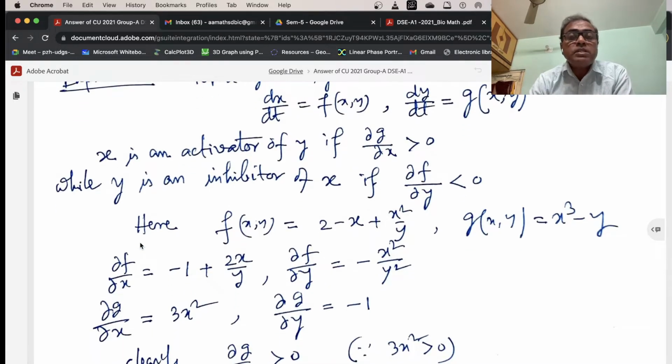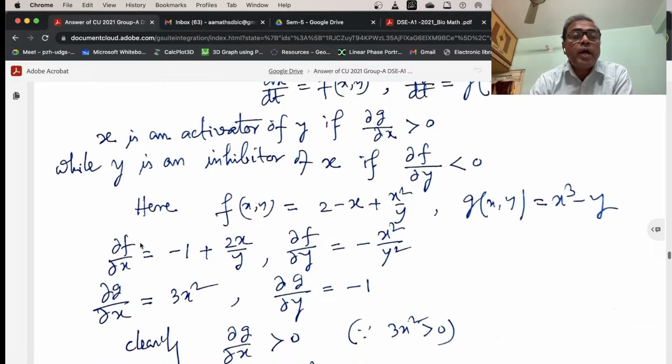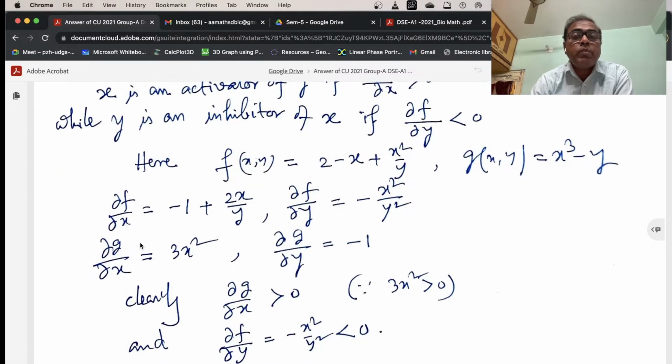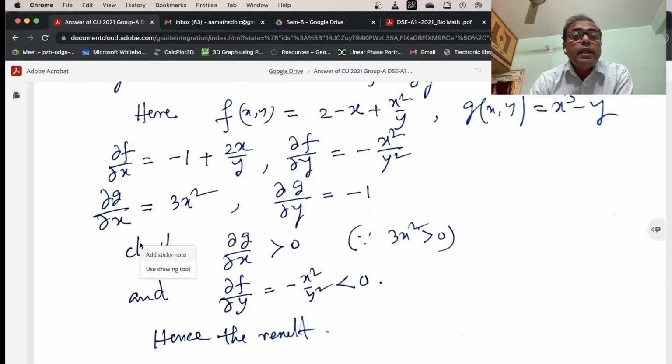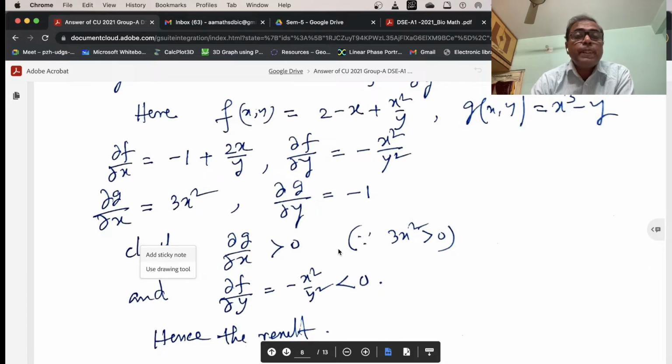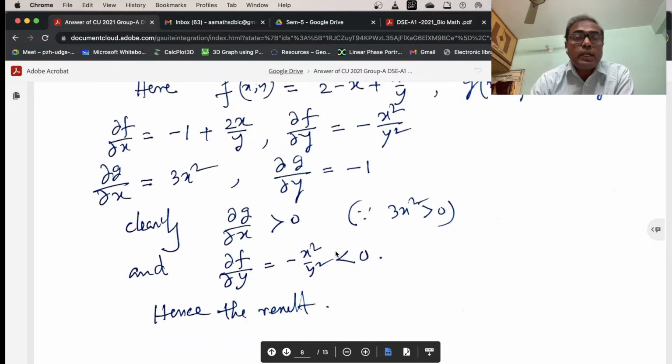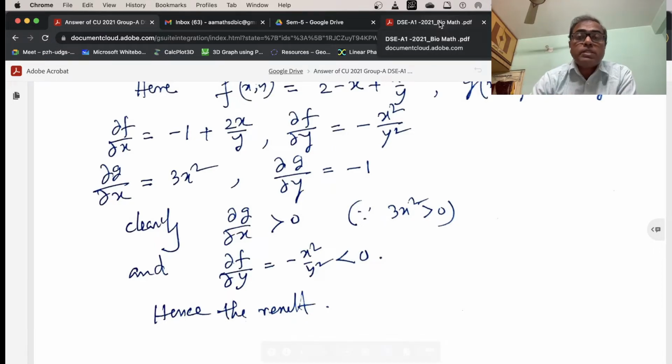Now here F is this and G is this, so find ∂F/∂X, ∂G/∂X, ∂F/∂Y, ∂G/∂Y, and clearly ∂G/∂X is 3x². So obviously 3x² is positive, and so X is an activator, and ∂F/∂Y equals minus x²/y, obviously this is negative, so Y is an inhibitor of this. But this question is out of syllabus.